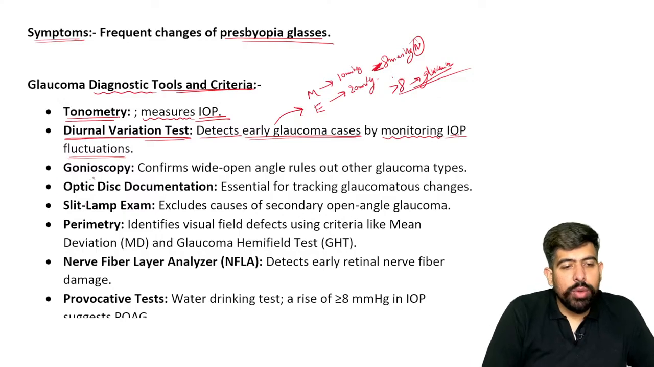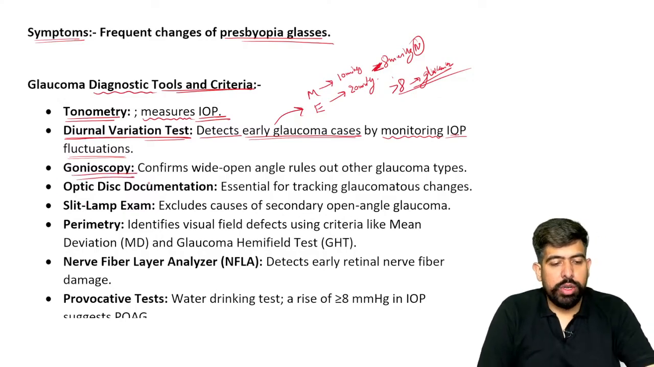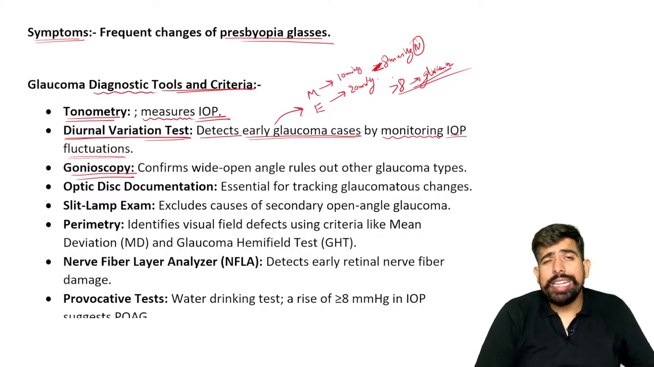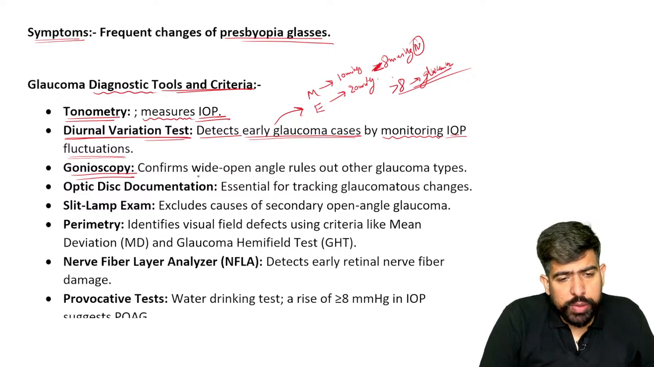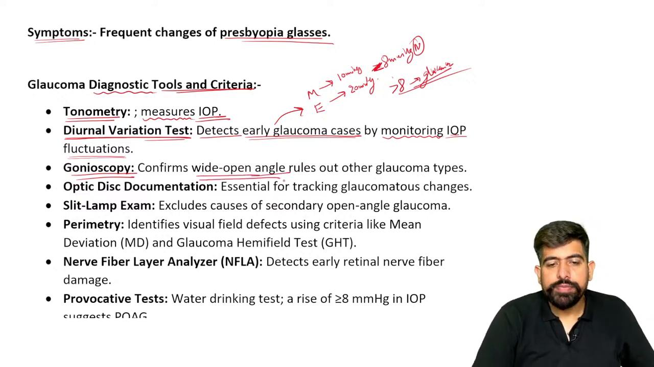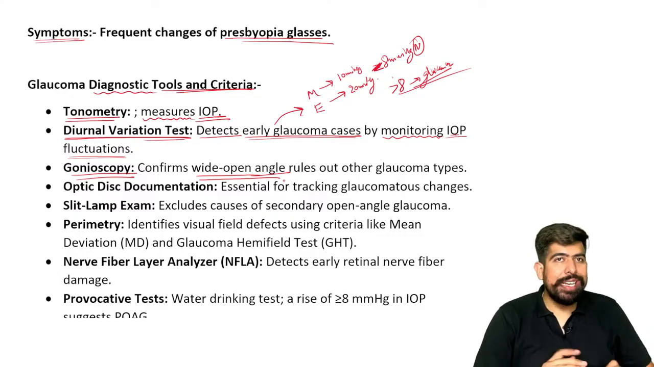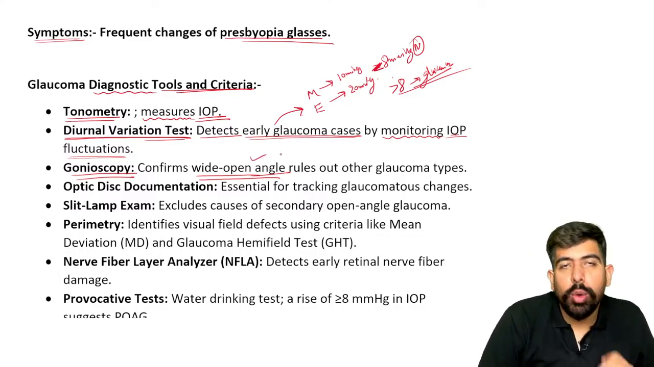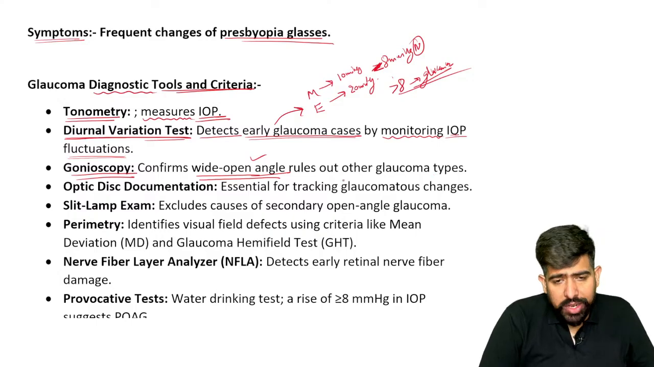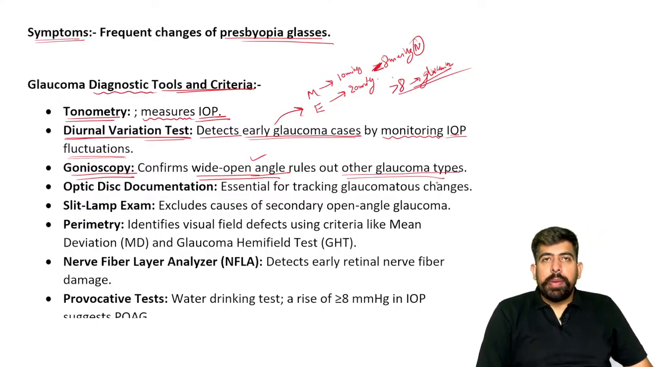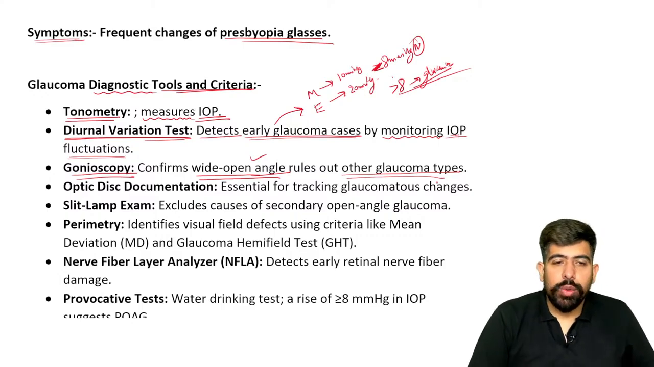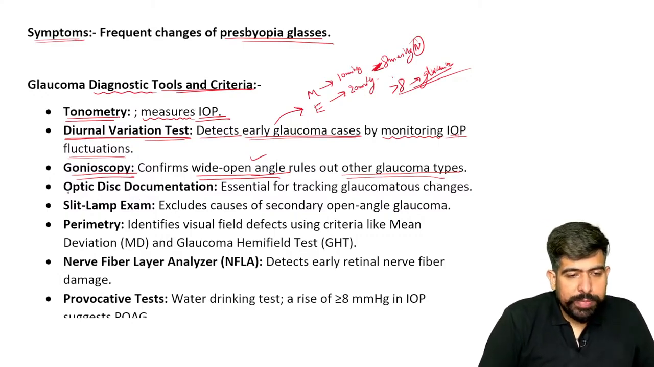Also, we have to do the gonioscopy test. And why do we have to do this gonioscopy? Through this test, we see whether the angle is wide open or not. If the angle is open, then only we can say this is open angle glaucoma. If the angle is closed, we say this is the other type of glaucoma, which is angle closure glaucoma.